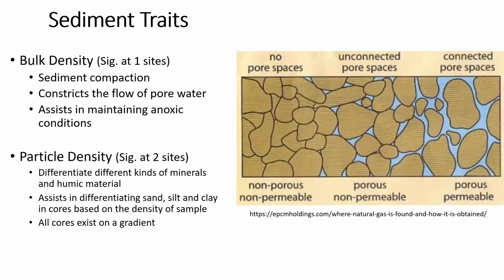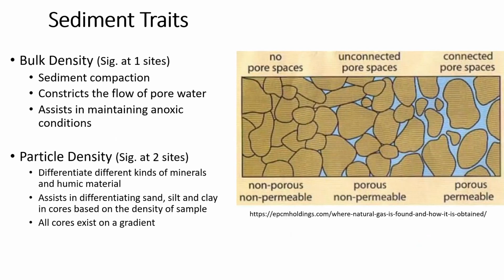Next, in terms of sediment traits, we covered bulk density and particle density. Bulk density was significant at one of our field sites, and it's a measure of sediment compaction, as this could constrain the flow of pore water through the sediment, but also squeeze out some of these microbial communities. It's important to note, however, that this sediment compaction may also assist in maintaining those optimal anaerobic conditions, and that this is inherently closely related to those sediment particle sizes.